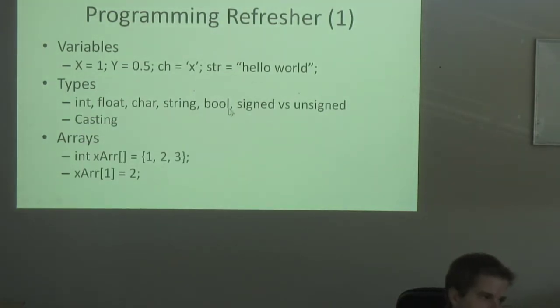So signed basically means it can have a sign, it can be negative or positive. Unsigned means it'll only ever be positive. And if you try and set a negative number to it, it will do some unexpected stuff. It'll try and make it into a positive number. And then we can have casting as well.